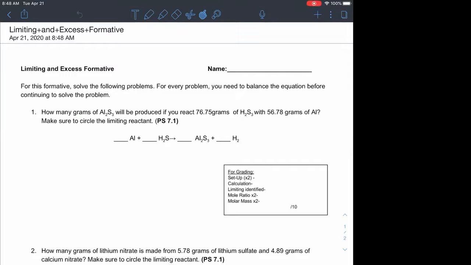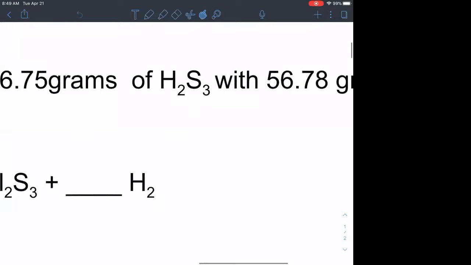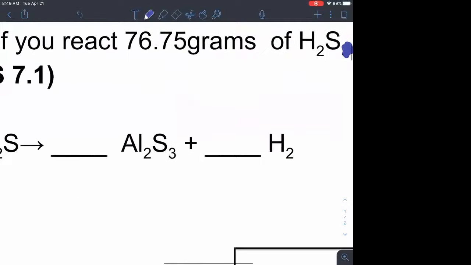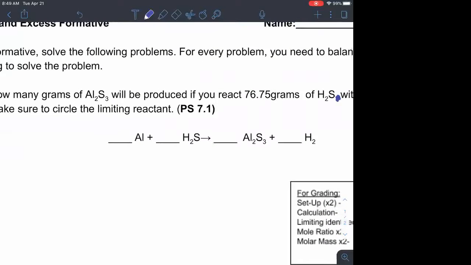All right, so what we're going to do is go over that formative that you took on Friday on limiting and excess reactants. If you want to take a look at your formative, just see what you did, see how we can change things. The first thing I do want to mention is that I thought I changed it on here, but apparently I did not. This should just be H2S because in the reaction we only use an H2S, not an H2S3. So your answers might look a little bit different.